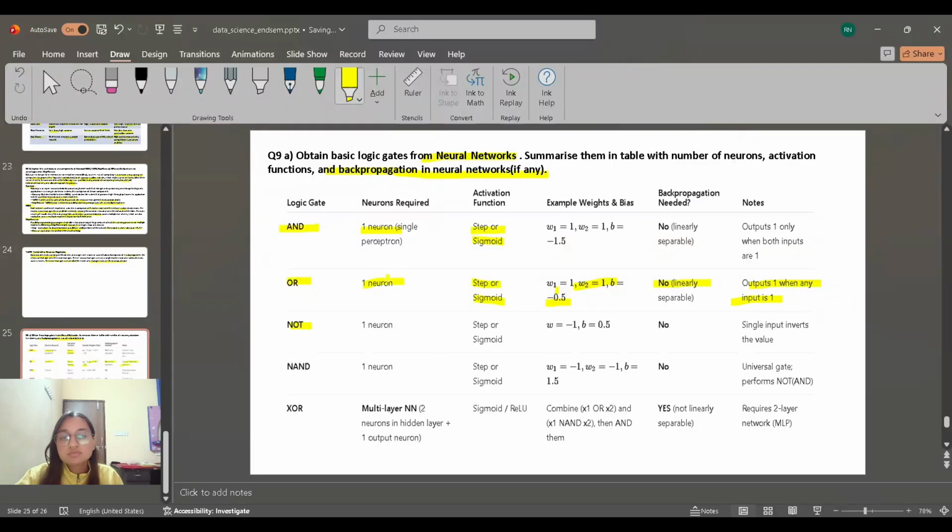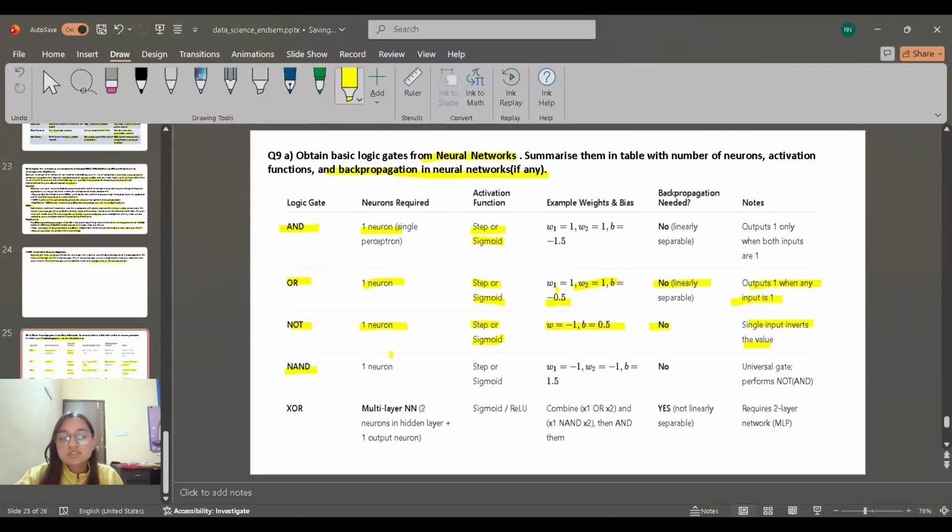NOT gate. Neuron required is one neuron. Activation function is step or sigmoid. If W equals minus 1, B equals 0.5. Backpropagation is not needed. A single input inverts the value.